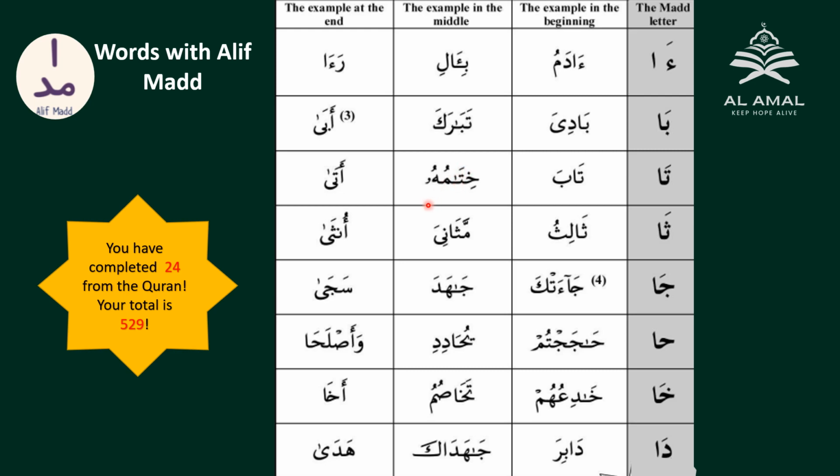Okay, this is ata, fa, thalithu, mathaniya. The tha has to be elongated. Mathaniya, untha.